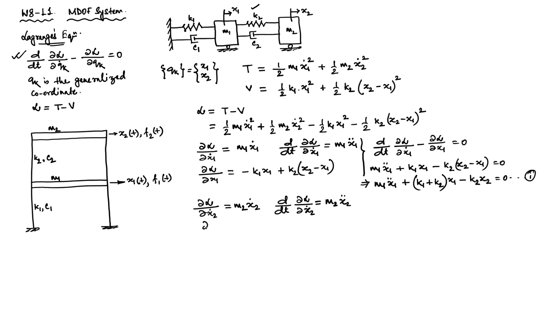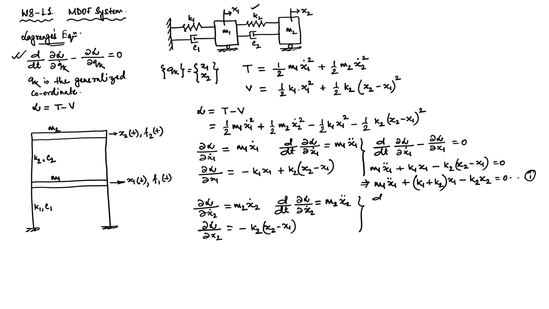And then again we have to differentiate L with respect to x2, and then what we will get? Only the fourth term in the Lagrangian is a function of x2. So, we will get minus, half will again get cancelled the moment we differentiate. So, we will have k2 times (x2 minus x1). So, that is the quantity.